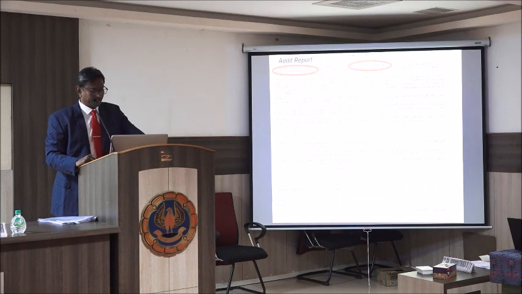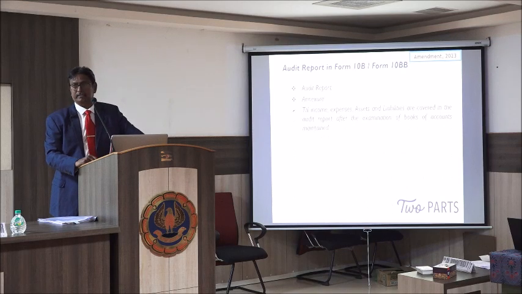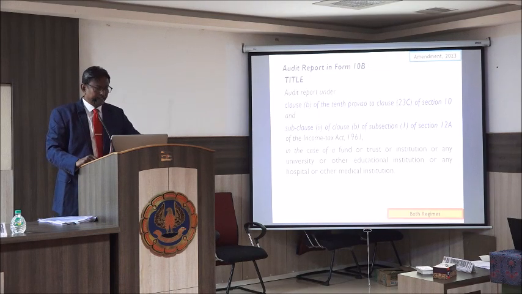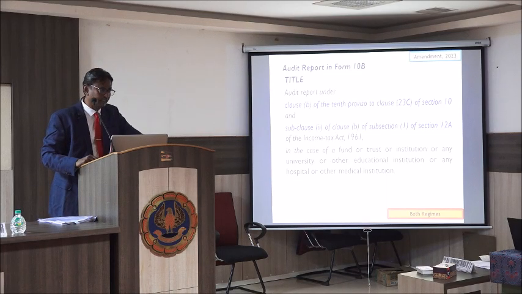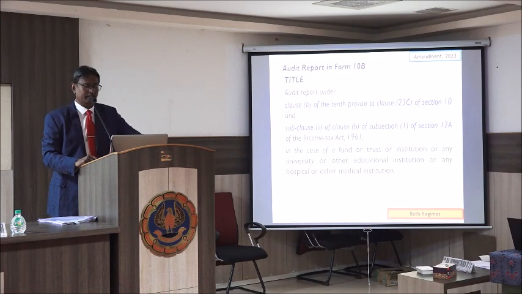Now we will go into Form 10B. This is the format. As you know well, this is the first audit report. The audit report contains two parts: one is the audit report and another one is the annexure. They cover every nook and corner: expenses, income, assets, liability. All four segments have been covered in great detail. So the title itself clearly says it is meant for 10(23C) registered organizations and similarly registered organizations. The title itself is very clear.